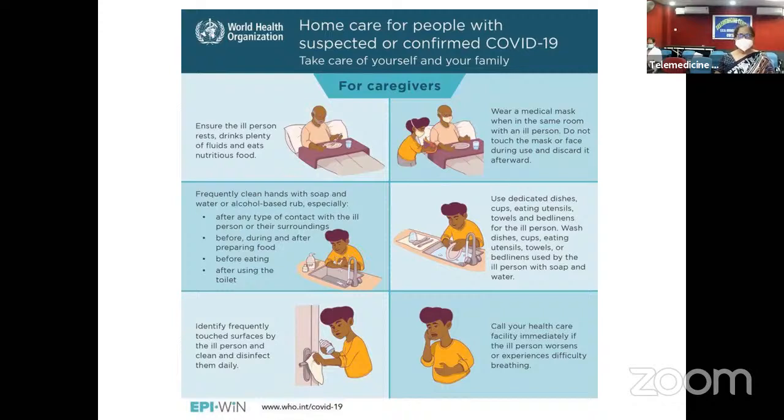Use dedicated dishes, cups, eating utensils, towels and bed linens for the ill person. Wash dishes, cups, eating utensils, towels or bed linen used by the ill person with soap and water. Identify frequently touched surfaces by the ill person and clean and disinfect them daily. Call your healthcare facility immediately if the ill person worsens or experiences difficulty in breathing.